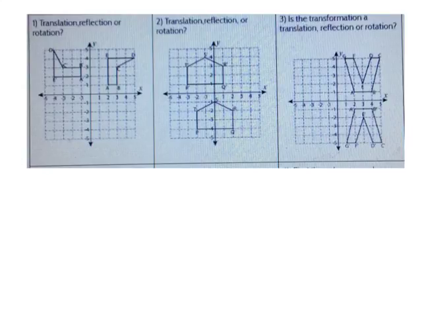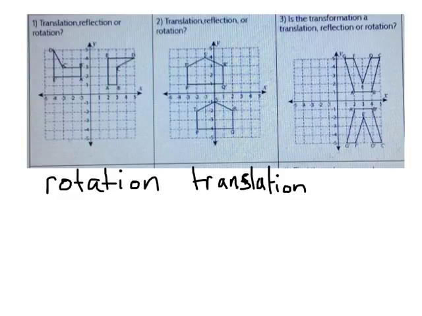Look at number 1. Does number 1 show a translation, reflection, or rotation? A rotation is shown in number 1. Does number 2 show a translation, reflection, or rotation? Number 2 shows a translation. The shape has just moved. Look at number 3. Is that a translation, reflection, or rotation? Number 3 shows a reflection over the x-axis.